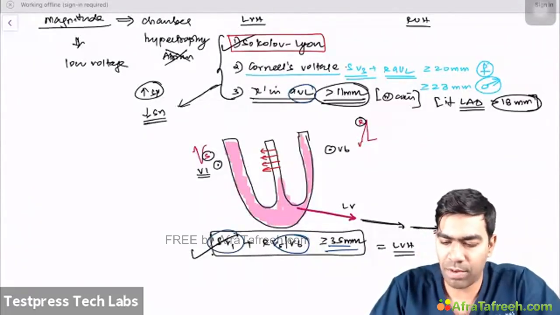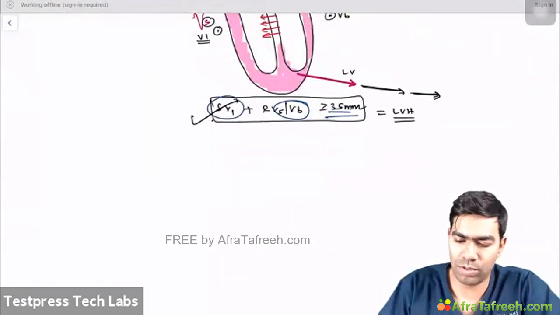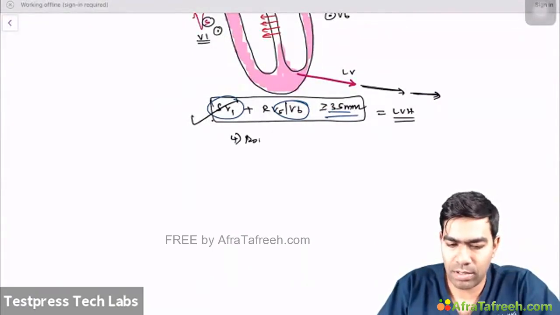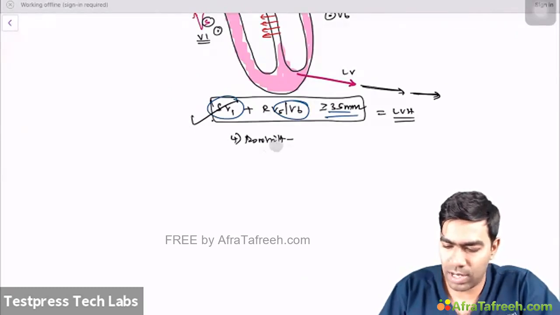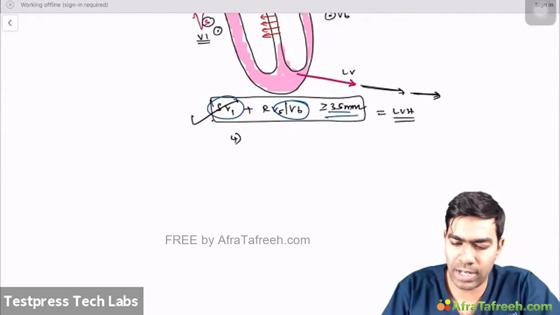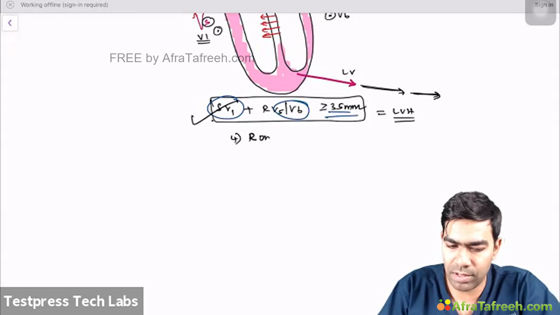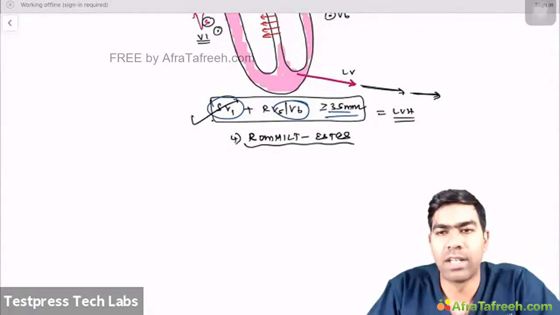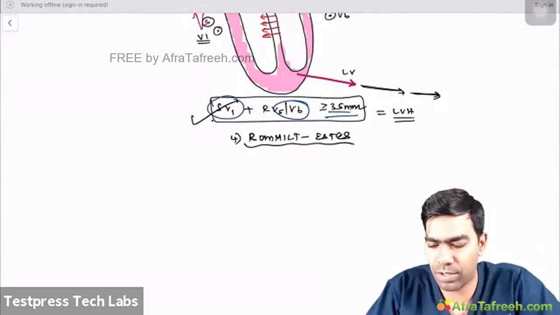Fine. Apart from that, you have a separate index also. That's called the Romhilt-Estes index. I don't know whether it's understandable or not, I'll write again in a neat way. So that's called the Romhilt-Estes index. They might give the name only. So if they ask you where you will use the Romhilt-Estes index, it will be for left ventricular hypertrophy. So the name is very important.